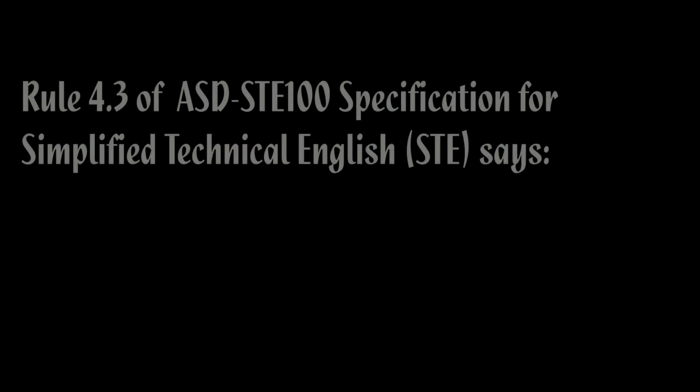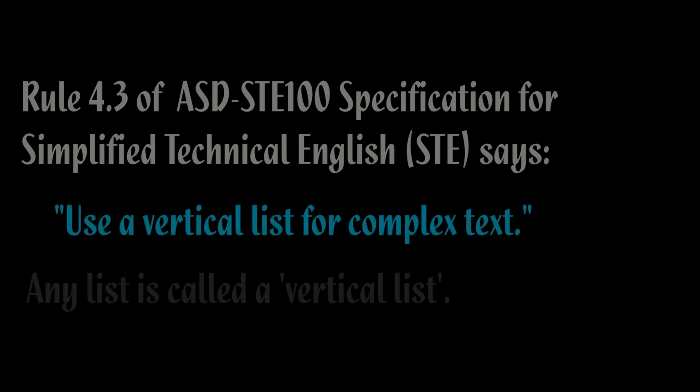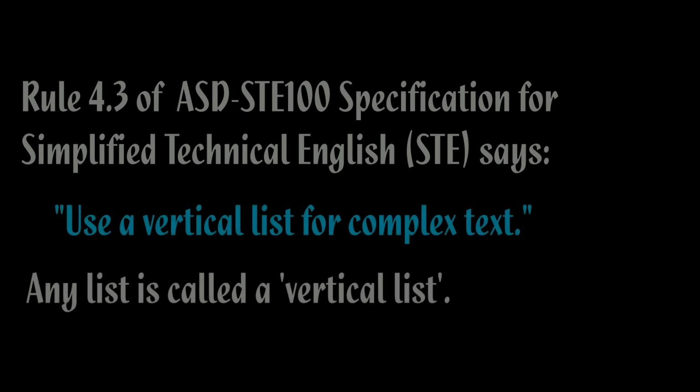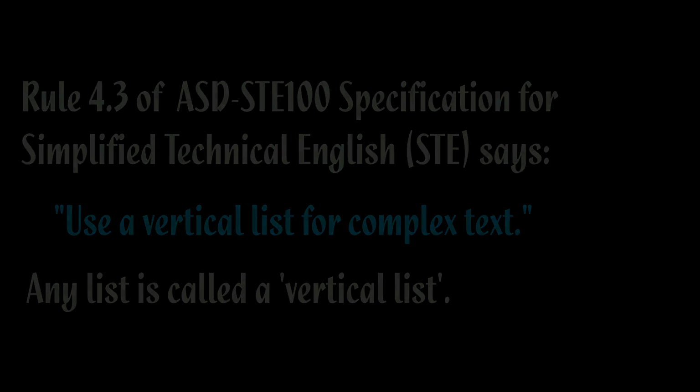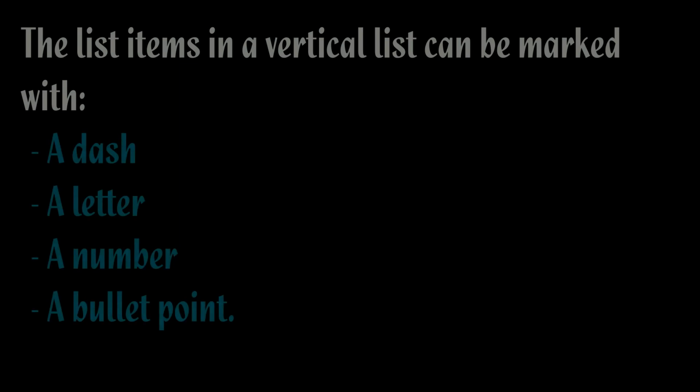Rule 4.3 of ASD-STE100 specification for simplified technical English says, use a vertical list for complex text. Any list is called a vertical list. We will discuss simplified technical English, again and again, in this video series. The list items in a vertical list can be marked with a dash, a letter, a number, a bullet point.